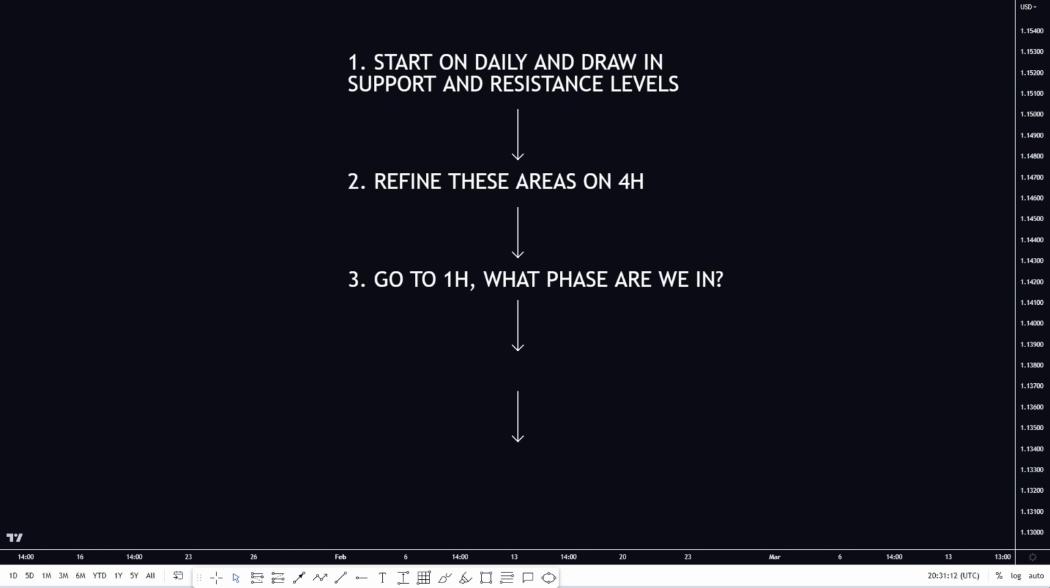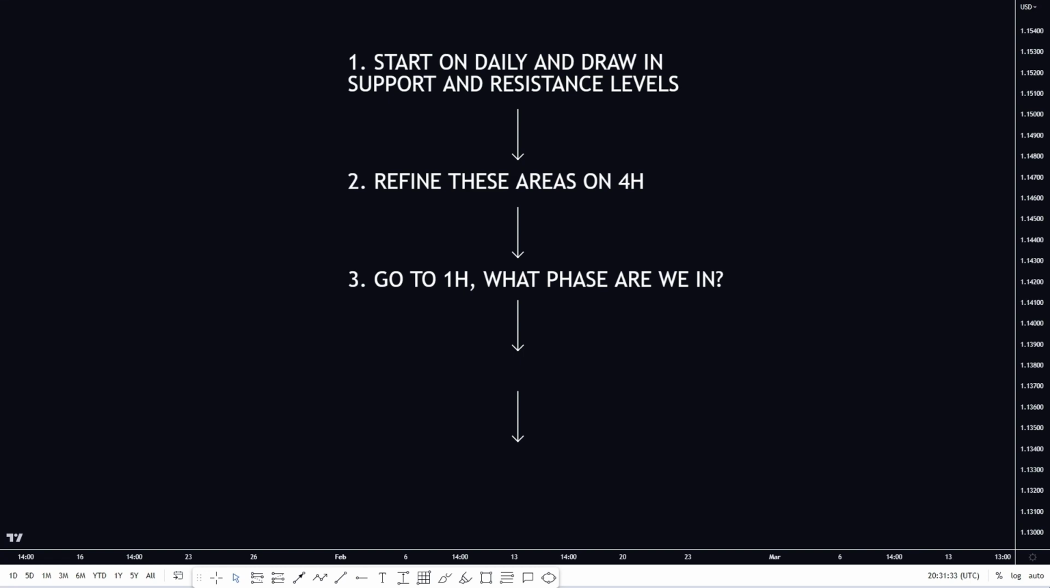What phase are we in? It's always good to be able to ask yourself questions, just to make yourself think and to make sure you're always looking for the right things at the right time. So what phase are we in? On the 1 hour time frame, I'll be able to look and say, well, we're either in an impulse or we're in some kind of correction, and then it's going to make me look a little bit deeper in those impulses and corrections.